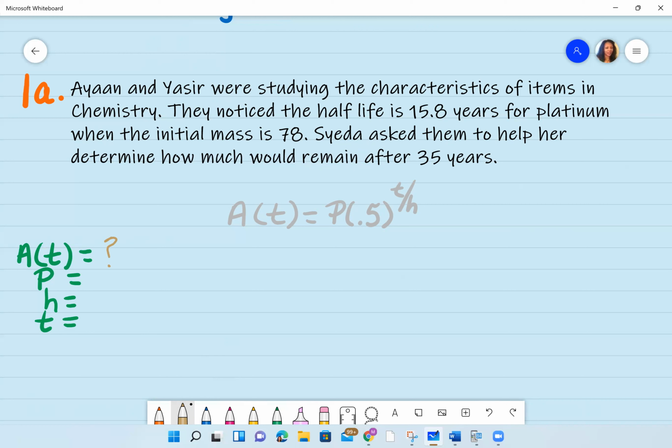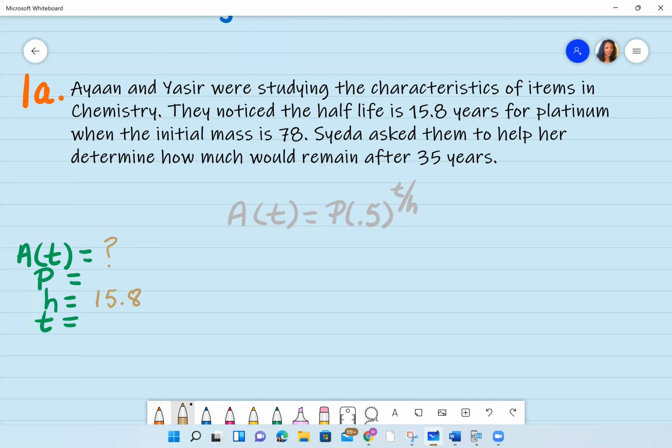Now, if you're used to word problems, you know specific words to look for, such as "is." Is means equal. So they're telling you half-life is 15.8 years. So then all I have to know is which one of the variables represents half-life. And we know it's H. So I'm just going to put 15.8 here.